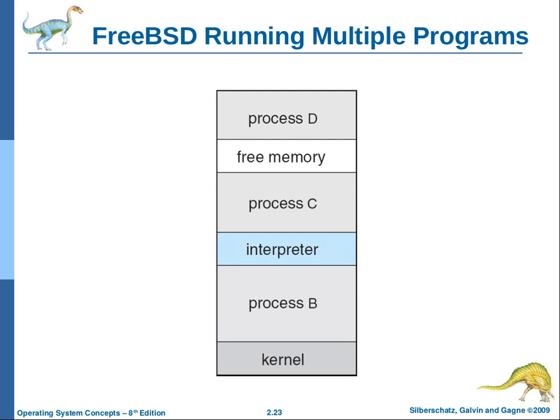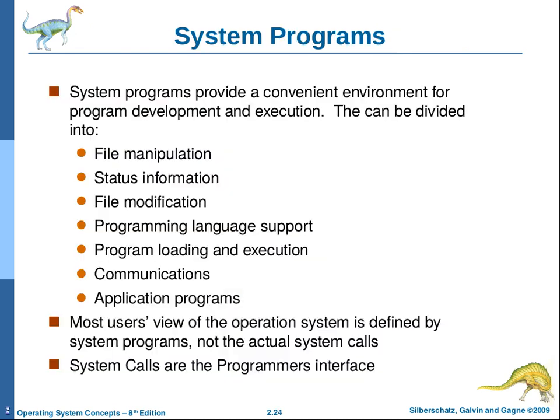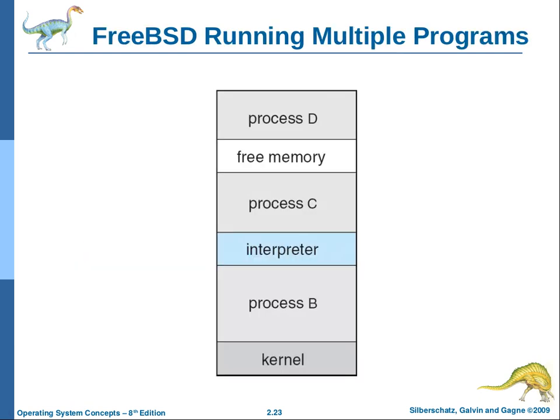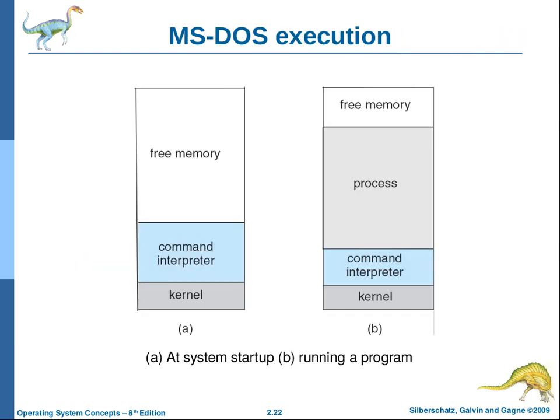FreeBSD, you might have the kernel, one process, an interpreter, another process, maybe some free memory, and a process on top. So you have processes all along your memory. That's how BSD does it. That's actually how Linux and Windows do it as well. So this one's a lot simpler.